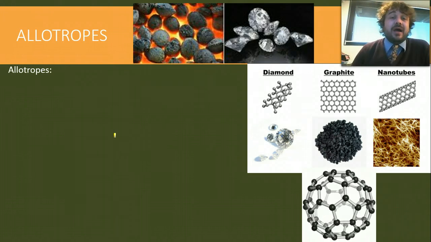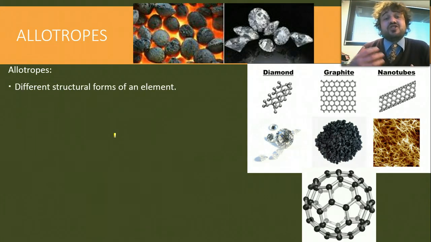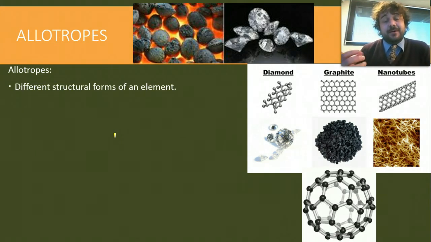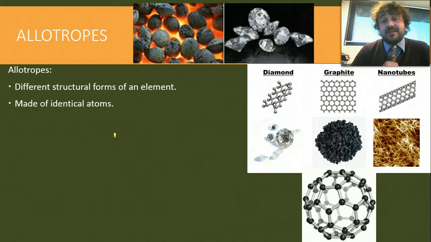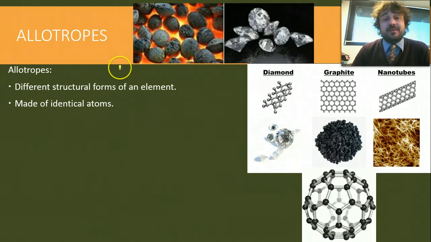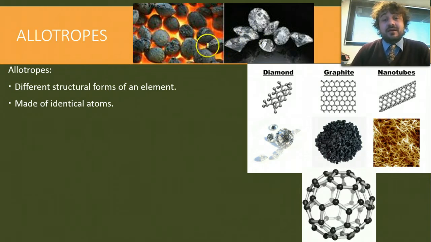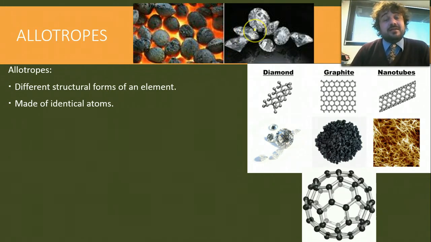All right. So allotropes, what is it? Well, basically, an allotrope is a different structural form of an element. Now, they're made of identical atoms, okay? And this can give quite massive variation. Like up here we see carbon, and this is also carbon. This is graphite, it's coal, and this is diamond.